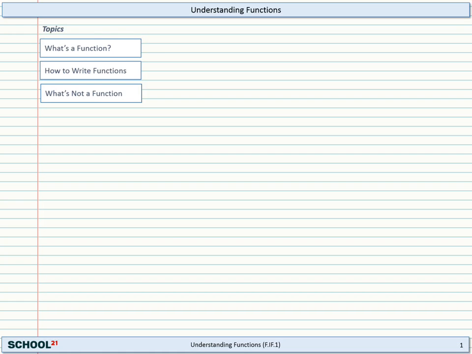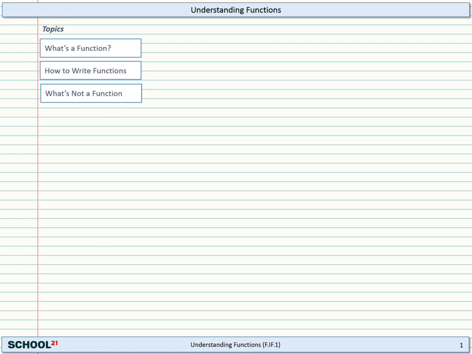So you've been working with linear and exponential equations for a little while now, and you might have noticed that sometimes they're a little hard to work with. And so what mathematicians did is they came up with a new way of writing things called a function. And it's important to understand what a function is. So we'll talk about what is a function, how to write functions, and what's not a function.